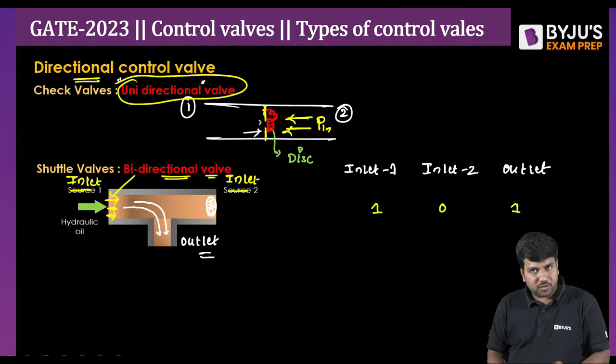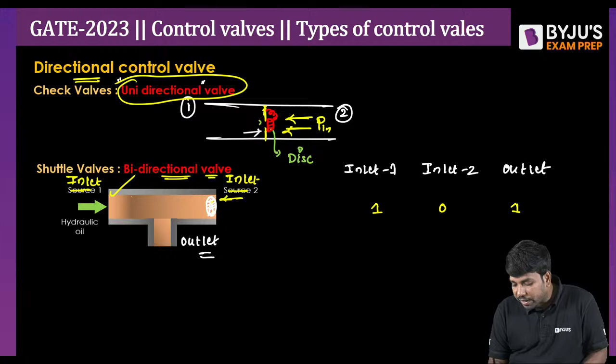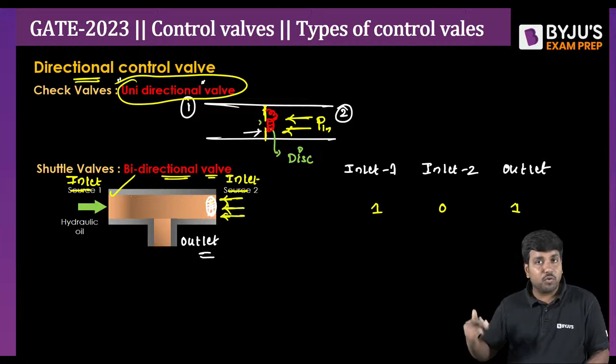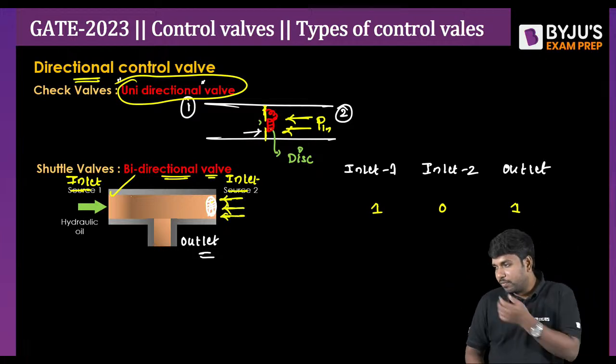Now let's see the other situation. Suppose you don't allow the fluid here, and assume that you have applied the fluid on this side. That means the fluid is coming from the right side to the left side, right?